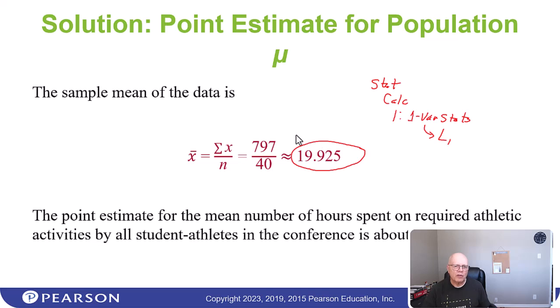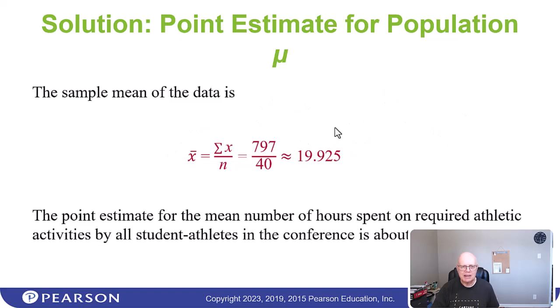So what we've got is the point estimate. 19.925 hours is an approximation of what the real mean is. We don't know what this is, but this is an estimate. We hope it's close, and there's a chance it might not be, but if you get a good sample, it's likely that this is going to give you a pretty good idea of what that mean is.